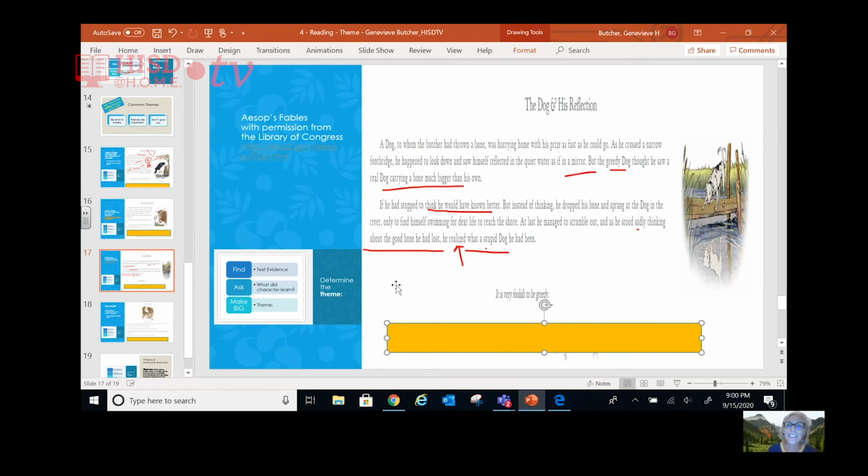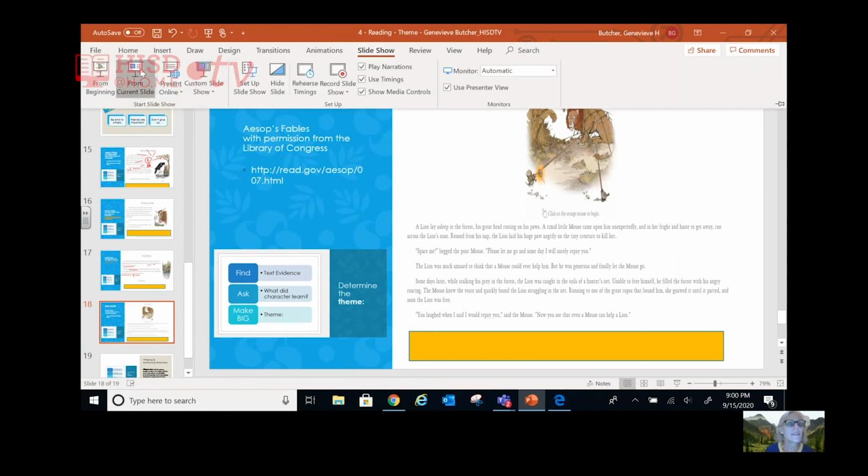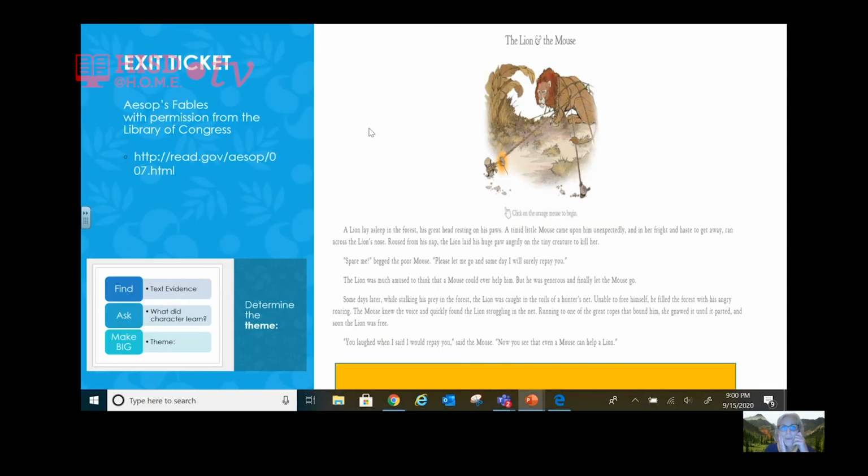Universal. Okay, guess what? It's time for your exit ticket. Now let's see what you know after we've practiced our theme. So, your exit ticket is The Lion and the Mouse. I love this one. I love it. So go ahead, and on your piece of paper, I want you to be thinking about, or actually you can either write it down or you're listening and you're thinking of the clues. Okay.